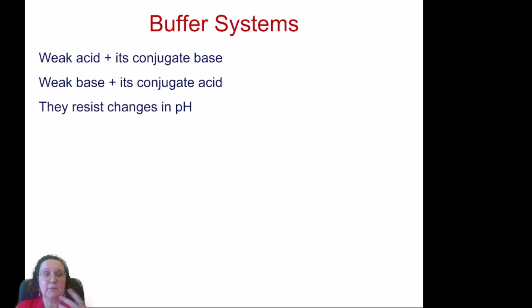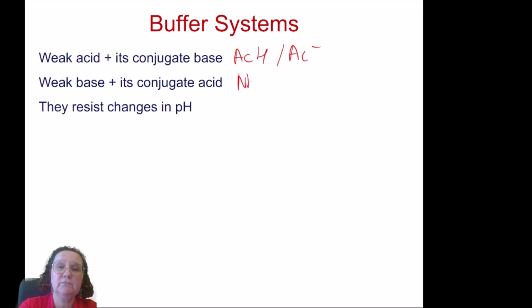A buffer solution, a buffer system, is made of a weak acid and its conjugate base, or a weak base and its conjugate acid. So for example, an example of a weak acid and its conjugate base could be acetic acid and the conjugate base acetate. The example of a weak base and its conjugate acid, let's say ammonia, it's a weak base, and the ammonium ion.